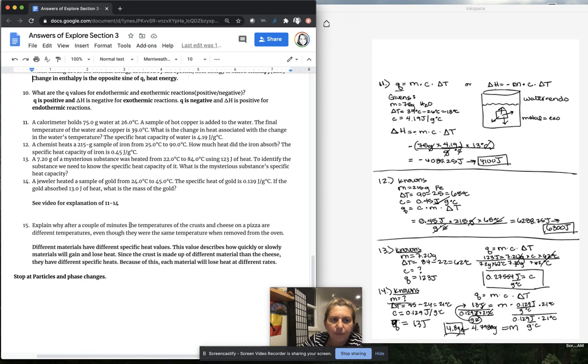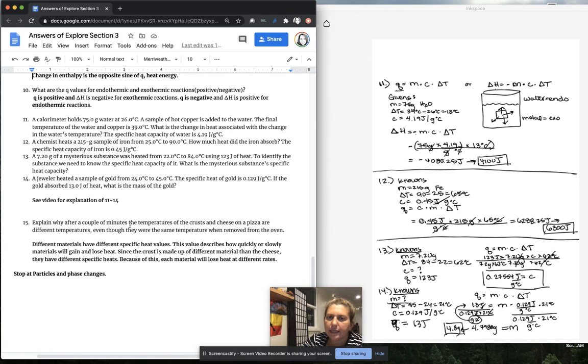All right, I am going to go over this last problem and just explain it quickly. The other problems were pretty straightforward, but 15 asked, if you put a pizza into the oven, all the temperature is the same on all the materials, but when you take it off, the crust is going to cool at a different rate than the cheese, right? And so this has to deal with something called specific heat.